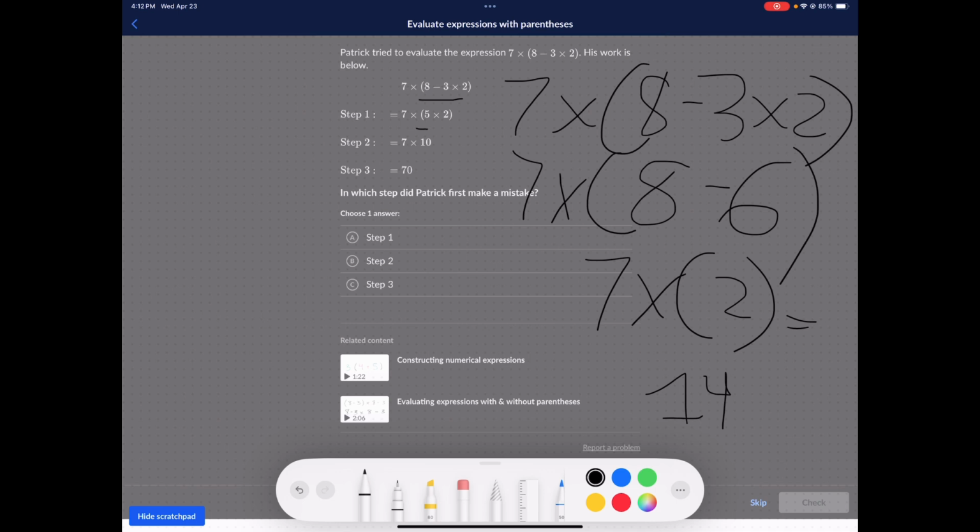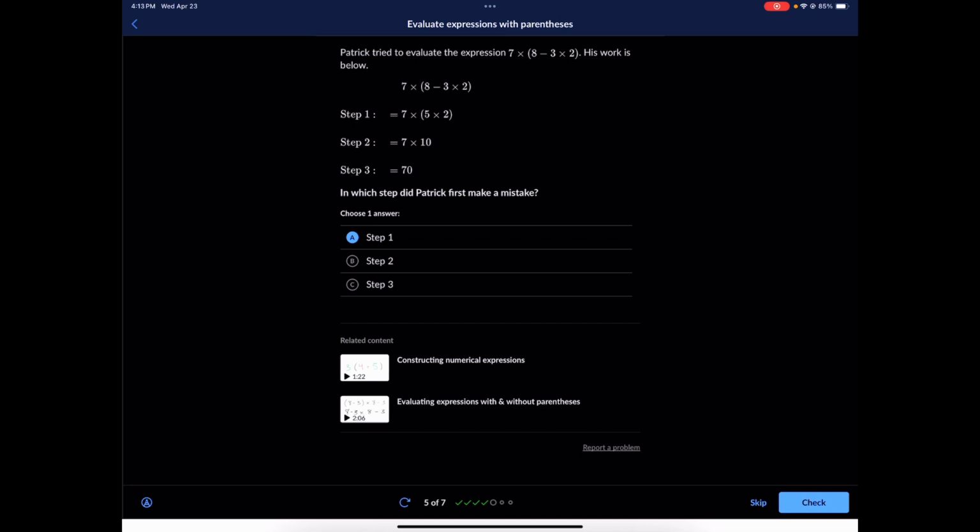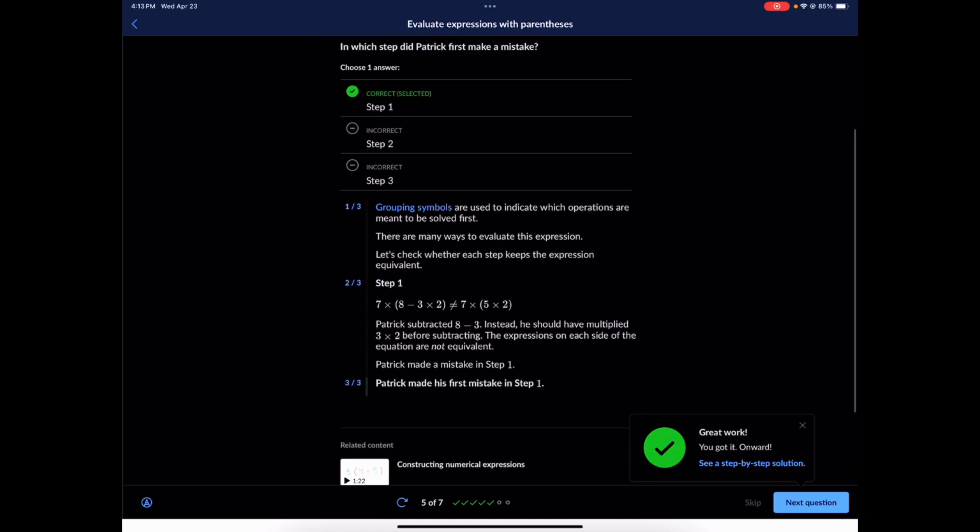But that was wrong. He was supposed to do 3 and 2 first because we use the acronym PEMDAS. Multiplication is before addition. So, with this in mind, step 1 is our answer. And we don't have to continue because it's where he first made a mistake, even though the rest of it is correct. So, boom. So here's the explanation.